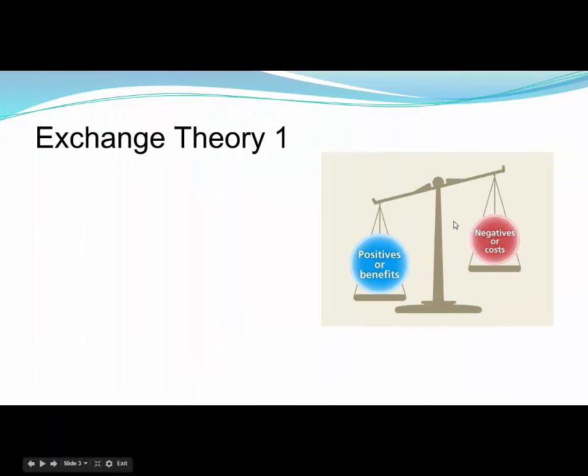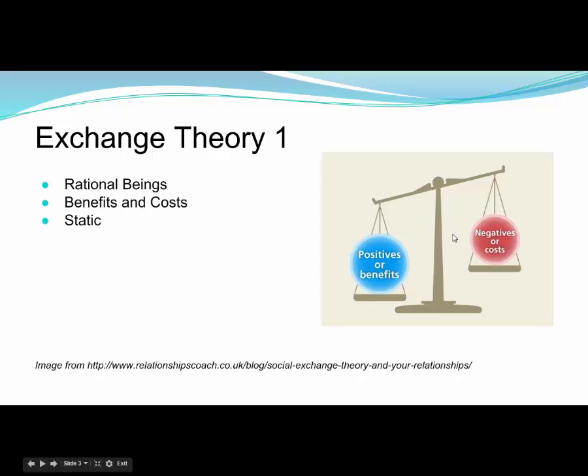So first, the exchange theory, which is sort of like what it sounds like. It's the idea that many of us form relationships or look for family members with whom we can exchange costs and benefits. This theory basically assumes that we are rational beings and that we like to weigh the benefits and the costs and make some kind of even exchange in our relationships. It also assumes that relationships stay somewhat static.